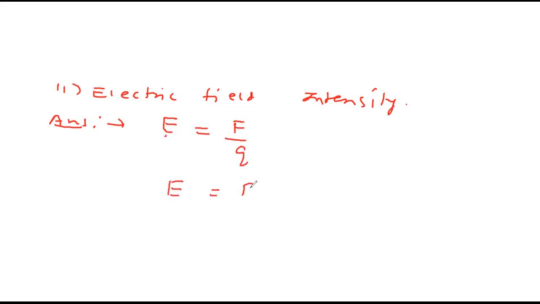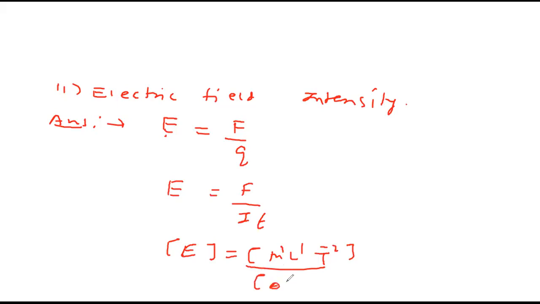Now force ka dimension I know. Q is not fundamental. I'm converting it as IT. Now I can manage. Force dimension is M1, L1 T minus 2, current is A1 and time is T1. So this will be M1, L1 T minus 3 A raised to minus 1. This is the dimension of electric field intensity. Now those who have not got, please copy it fast.